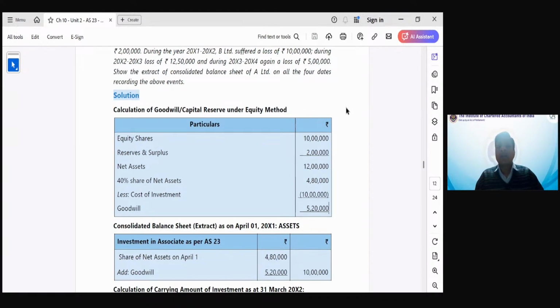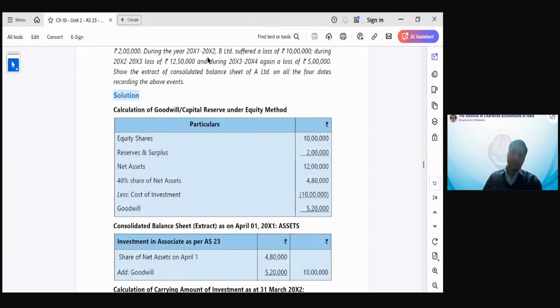So now, cost of investment was what? 10 lakhs. Correct? And for this cost of investment, a split is required to be given. So what is going to be that split? Very simple: share of net assets and goodwill. Everyone clear on this presentation? So this is nothing new. This is what we have been doing in our previous questions also. Correct?